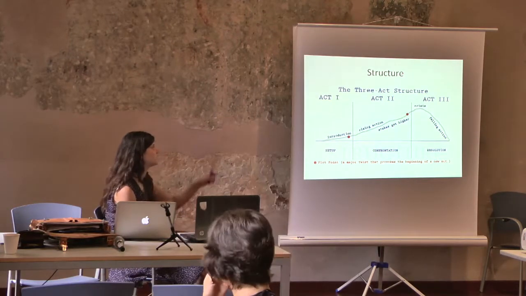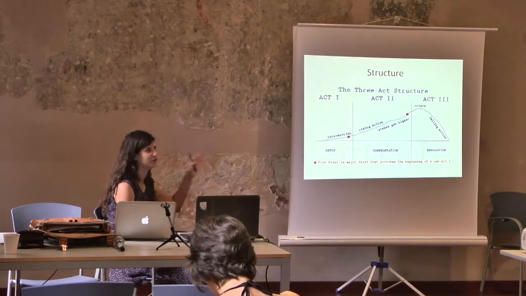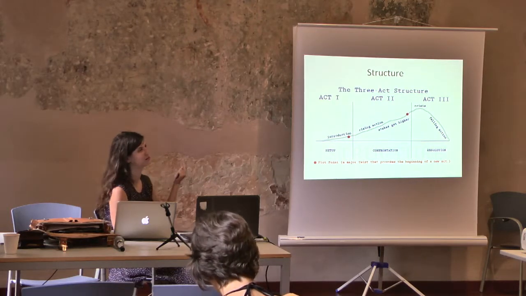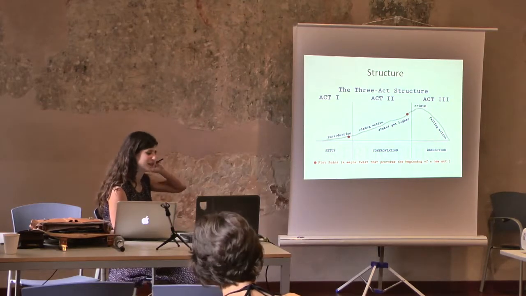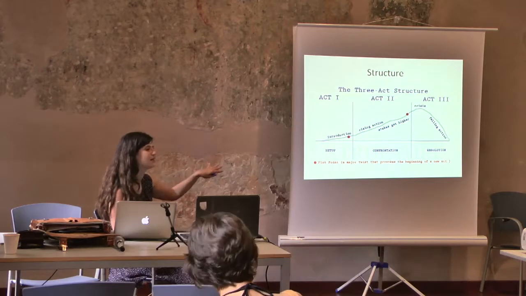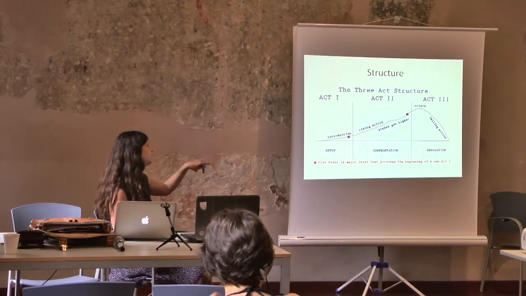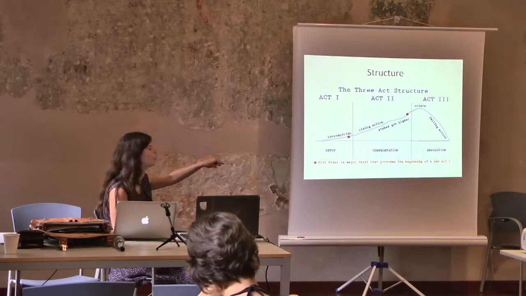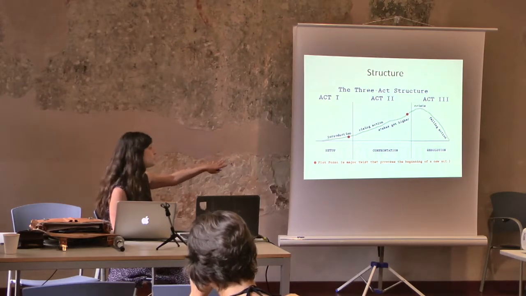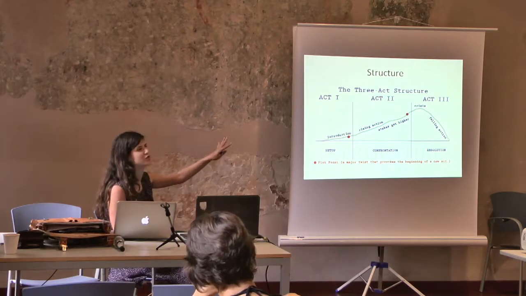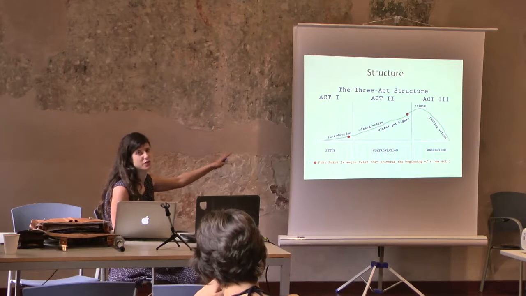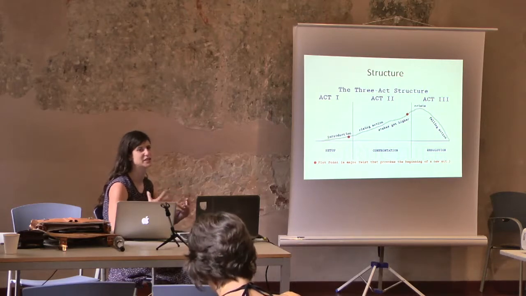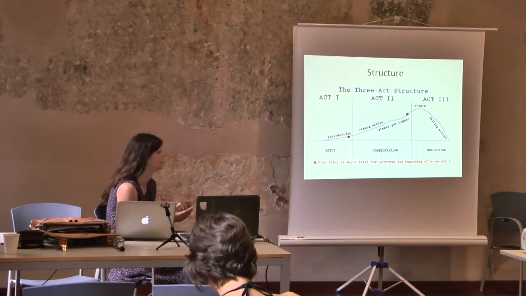So this is the classic three-act structure for storytelling. Not all documentaries need to use this structure, but I think it is useful to keep in mind. Audiences are trained to experience stories using this type of structure. So the first act is the exposition: you set up the action, you introduce the characters, and you have something called the inciting incident, which is what sets everything in motion, right? This is the incident that gets the story started.